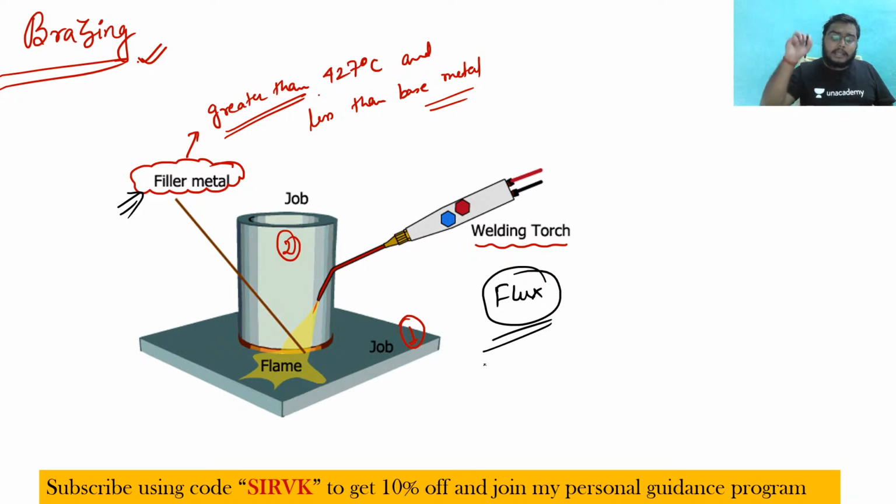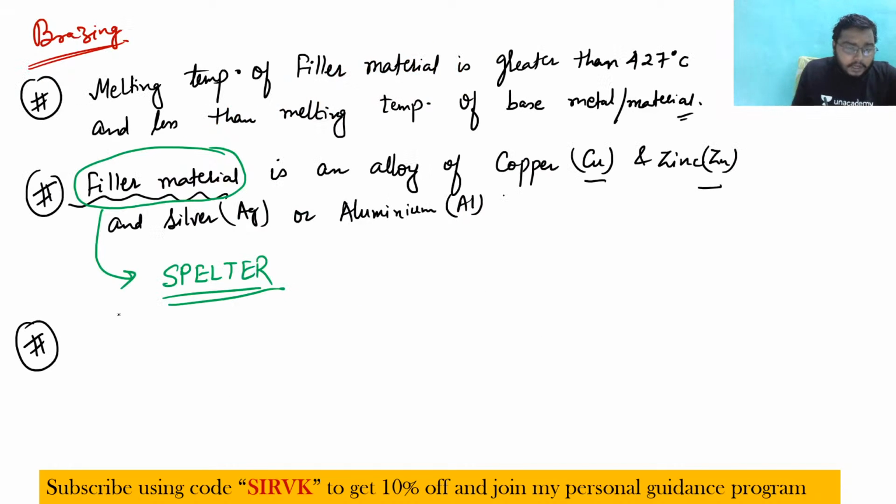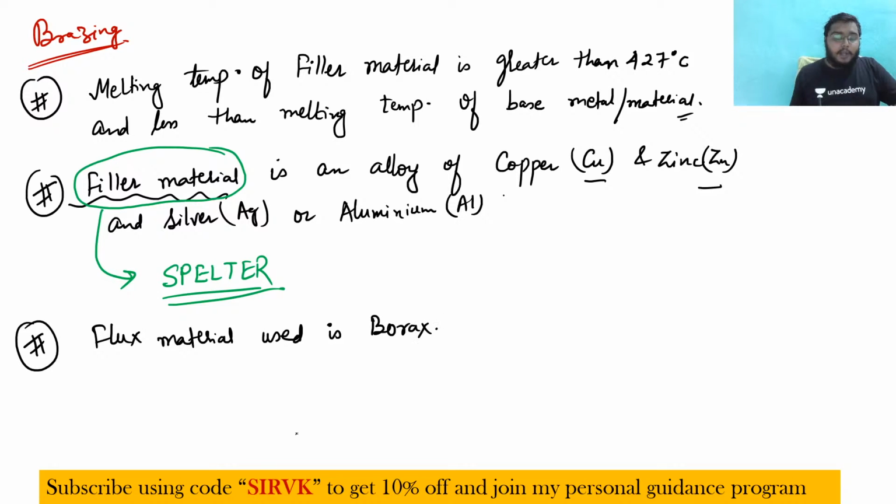My dear friend, the name of the flux that we are using is borax. So let me write it here: flux material used is borax. Okay, now what I am going to write here in the brazing is the most important line.